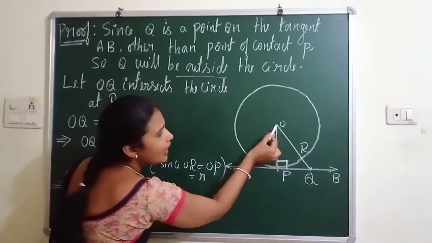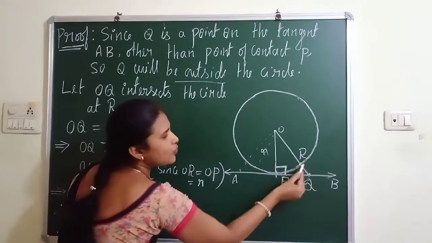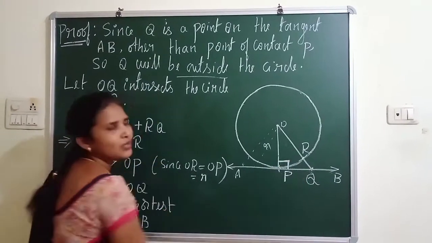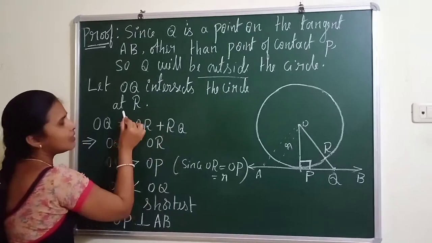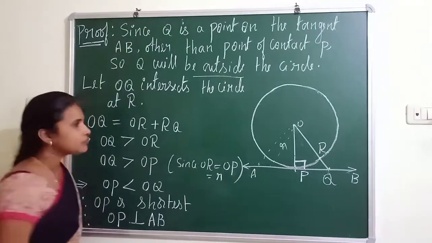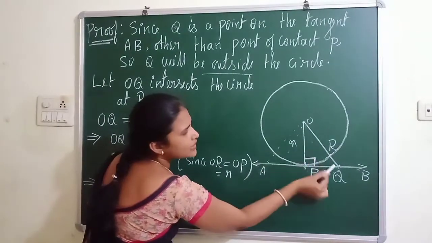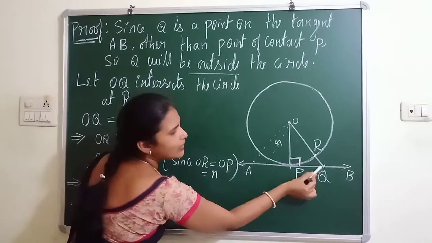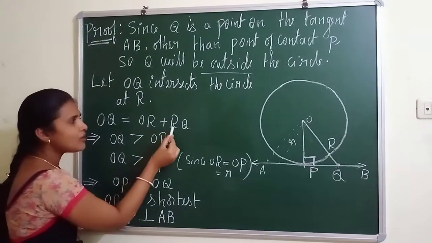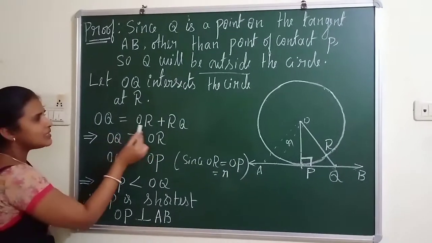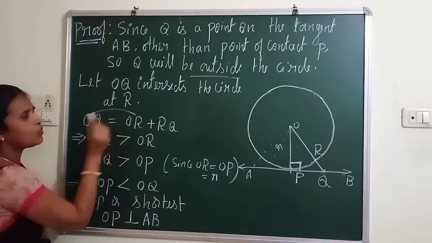So now you can see that the line segment OQ intersects the circle at one point. Let us mark that point as R. Let OQ intersect the circle at a point R. Now OQ consists of OR and RQ. So can I write OQ equals OR plus RQ? By seeing this, can I conclude that OQ is greater than OR?